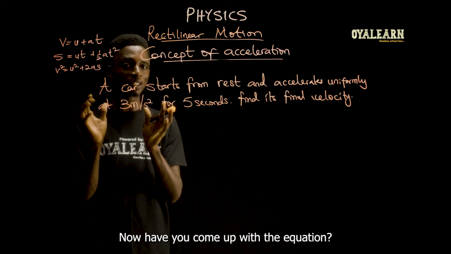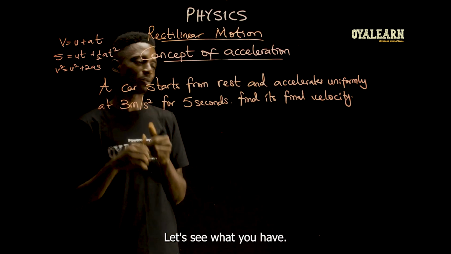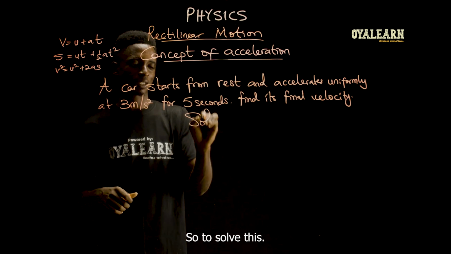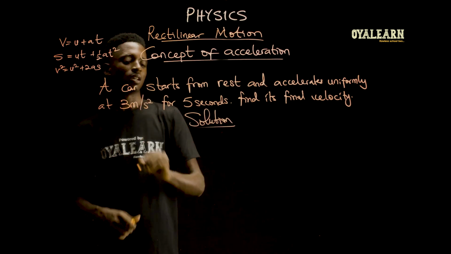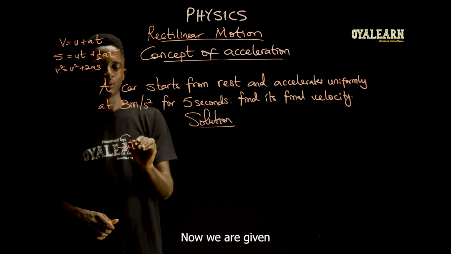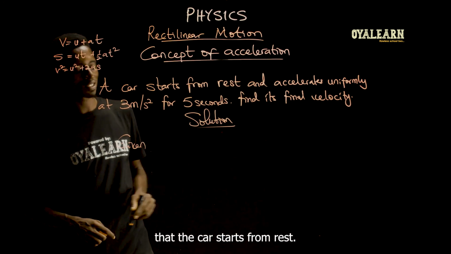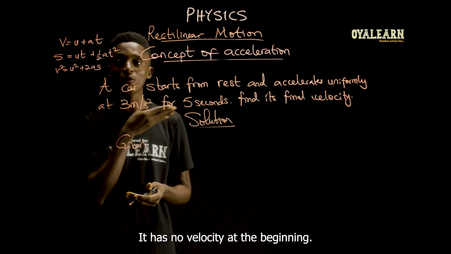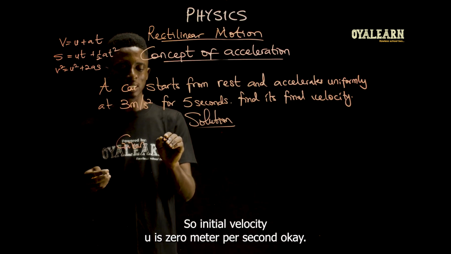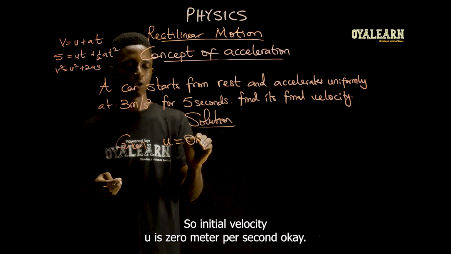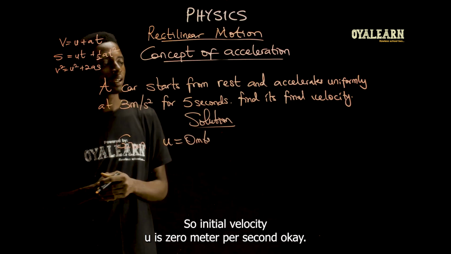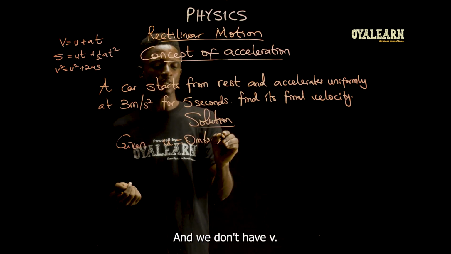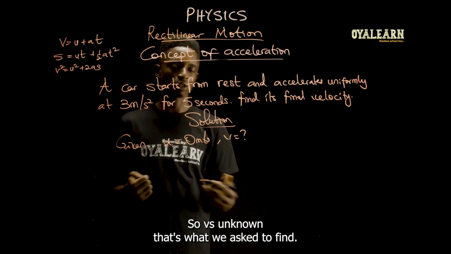Now, have you come up with the equation that will work? Let's see what you have. So, to solve this, now we are given that the car starts from rest. So if it's starting from rest, that means it has no velocity at the beginning. So initial velocity u is 0 meters per second. Okay? And we don't have v, so v is unknown. That's what we are asked to find.